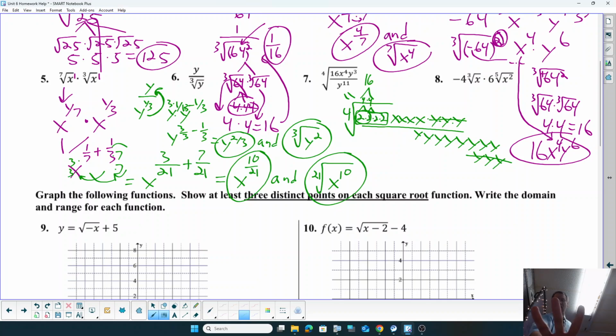And so we need 4. We need 4 twins. So that's going to be a 2 and a 2 and a 2 and a 2. 4 of them cross out and 1 comes out. 4 of the x's cross out and 1 comes out.